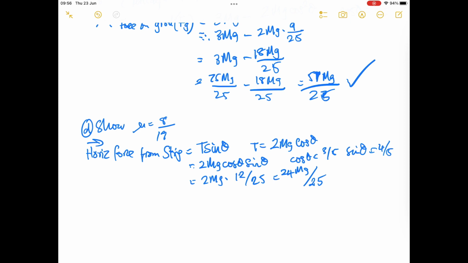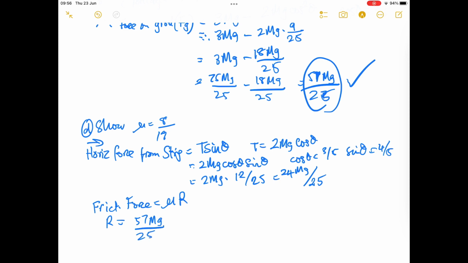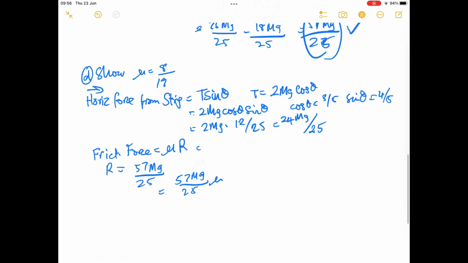And then the frictional force is going to be mu R, and we know R is 57 mg/25. So we substitute that in there. And then it becomes fairly easy now from this point onwards. So 57 mg/25 times mu equals 24 mg/25.